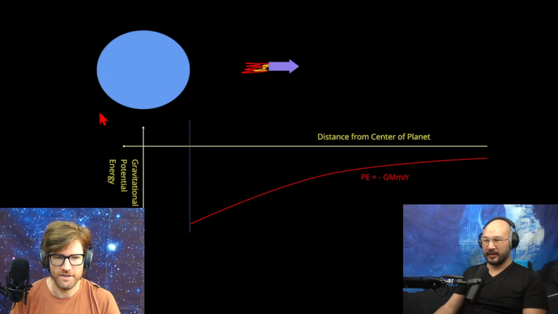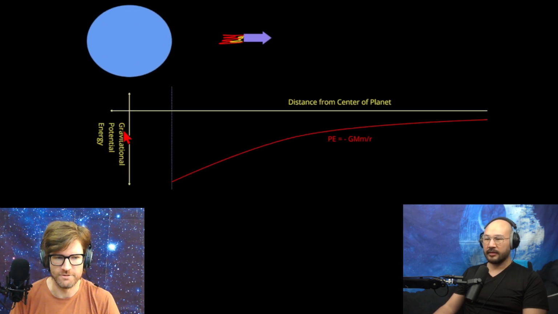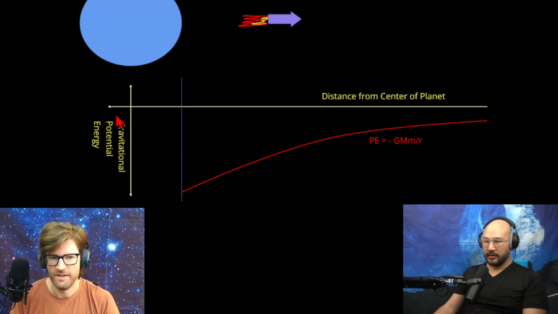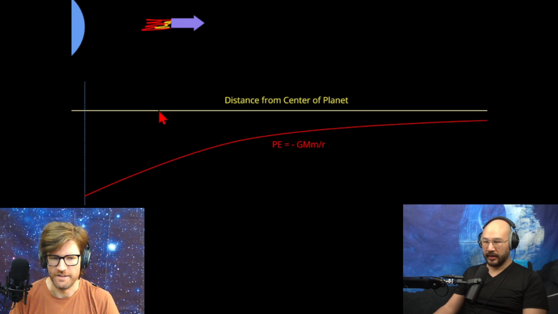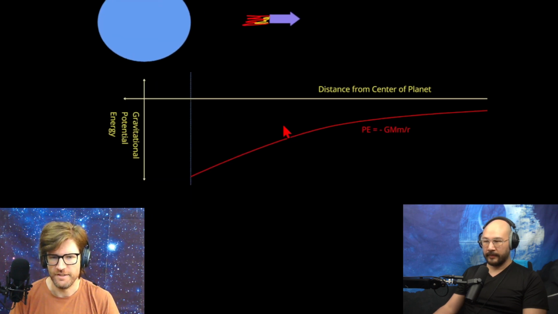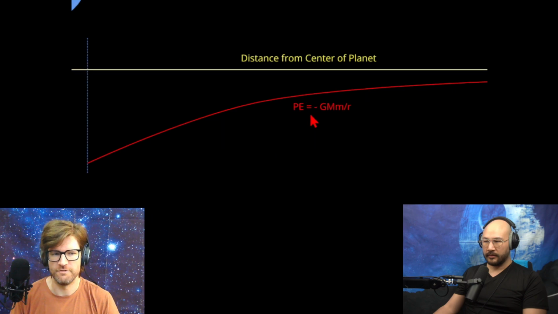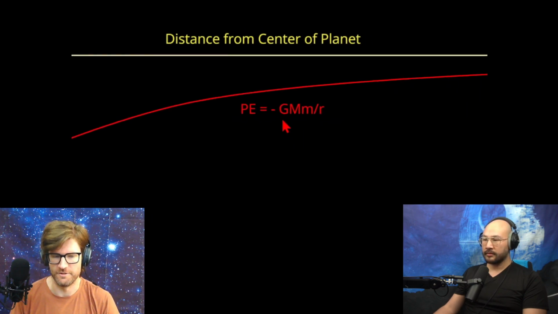And then if you notice, I made these little axes here. The vertical axis is gravitational potential energy, and the horizontal axis is the distance from the planet. And the red graph is the potential energy as a function of distance from the center of the Earth.